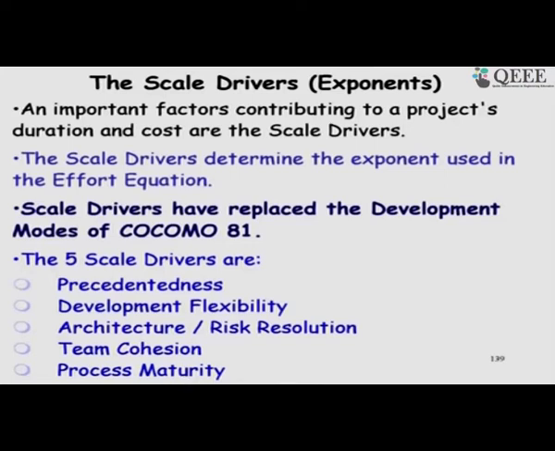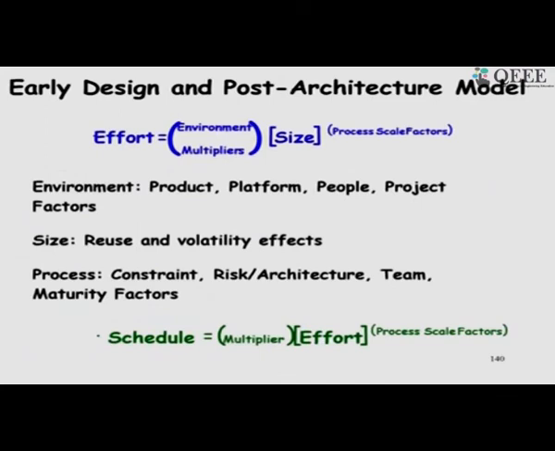Do they have a documented process? Is everybody familiar with the process, and so on. So, this is the one which has maximum impact, because this is in the exponent, the scale drivers. The multipliers have relatively less impact on the final result. So, the effort that is obtained is size to the power of the scale factor, into the multipliers, and then the schedule is again the effort to the power of the scale factor, and then there are multipliers.